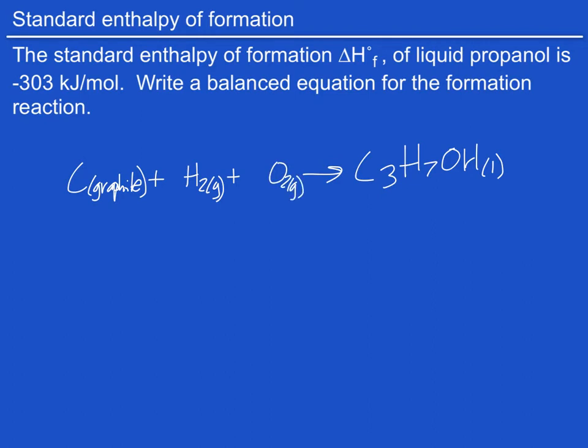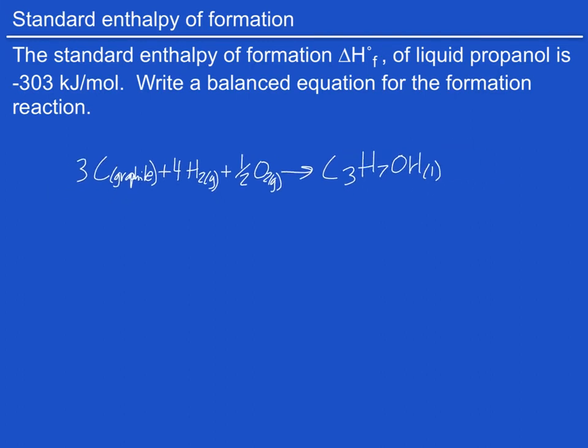So now all we need to do is go ahead and balance it. We need 1 oxygen, and we have O2, so this is going to be 1/2. For the hydrogen, we need 7 from the first part and then 1 more, 8, so we're going to have 4 hydrogen gases to balance that, and then we need 3 carbons. So this right now is the formation reaction of propanol.